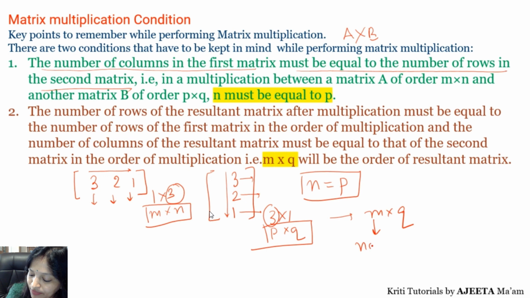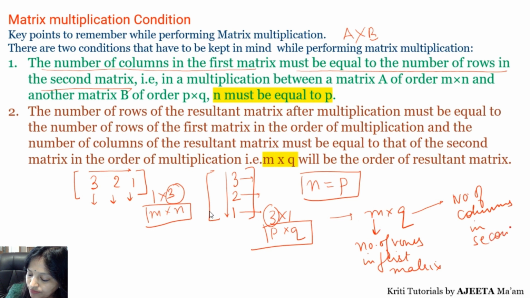What is m? Number of rows in the first matrix. What is q? Number of columns in the second matrix. Always. So in the example we took, a 1 by 3 multiplied by a 3 by 1, what will the order be? What will the order be?